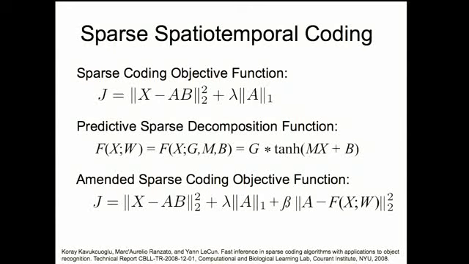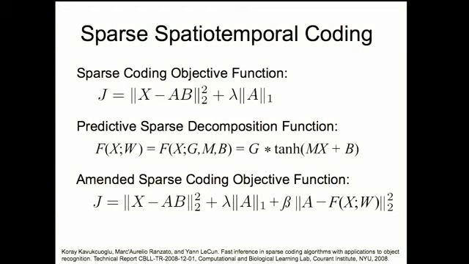Earlier, I showed you the objective function for sparse coding. Here it's shown again in a simplified form: reconstruction error plus some penalty to encourage sparsity. We're going to add a new function which we want to learn. That function basically is an approximation.